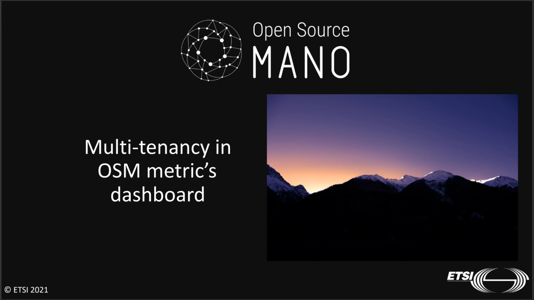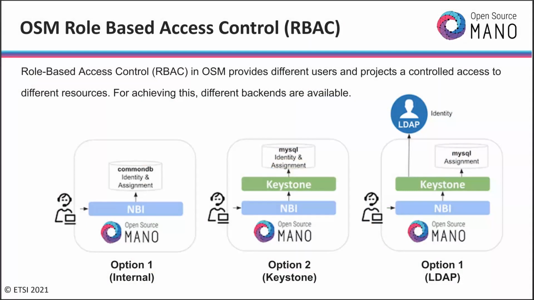Thank you, David. So, hello everyone. My name is Shubhankar Pal, and I will be talking about another new feature that we are introducing in OSM Release 9, which is multi-tenancy in OSM's metrics dashboard. OSM provides a very rich role-based access control so that the users and projects of OSM get controlled access to the OSM resources. As you can see in this slide, there are three different ways in which this role-based access control is provided in OSM today.